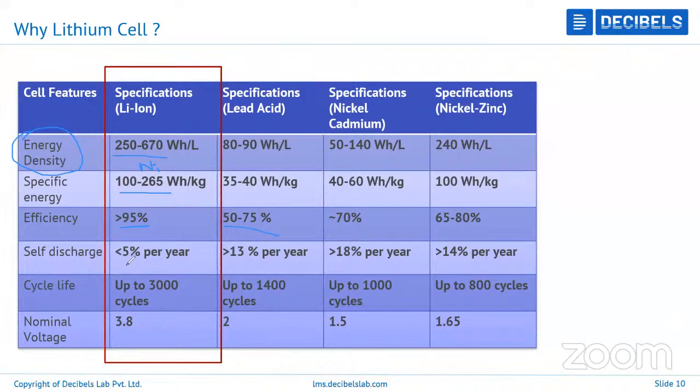So if you were to store a lithium ion cell compared to a lead acid battery, a nickel cadmium, and a nickel metal hydride battery, these batteries would lose a large amount of capacity during that storage, while lithium ion would lose less than 5% over a storage period of a year.